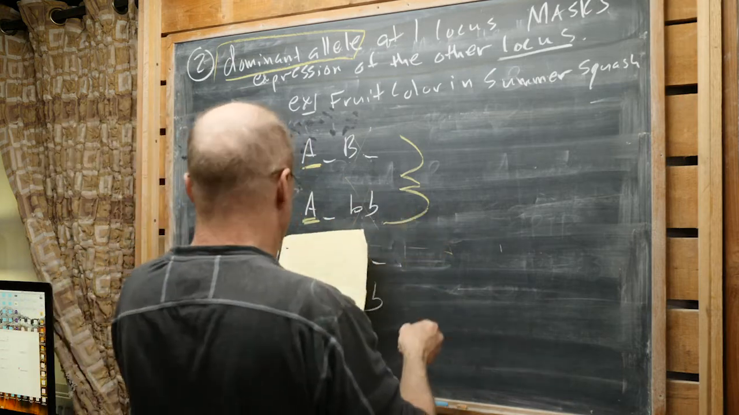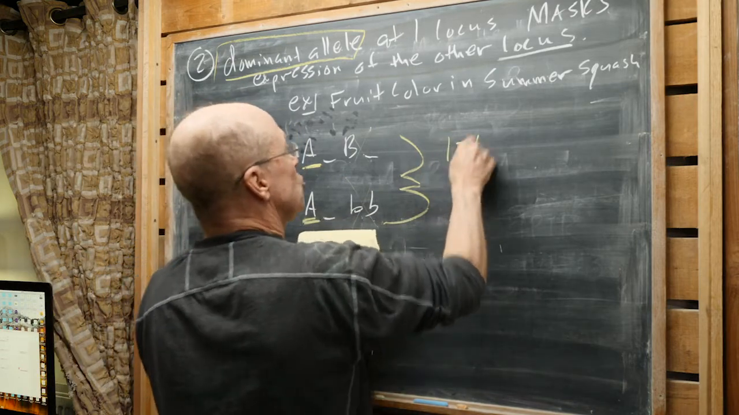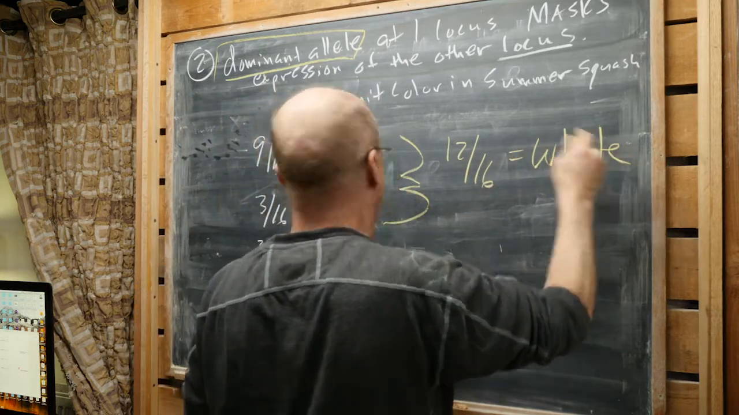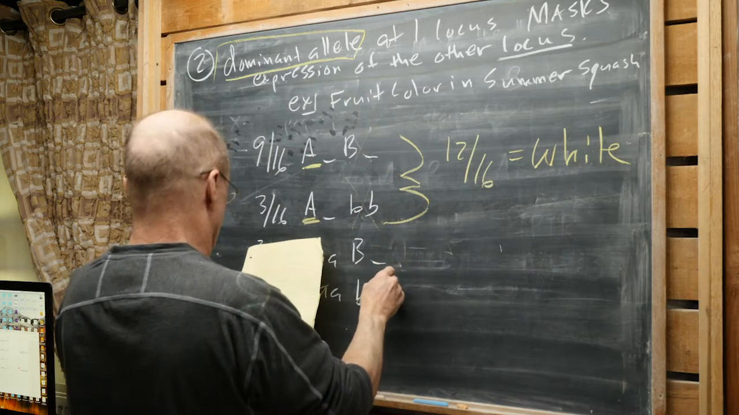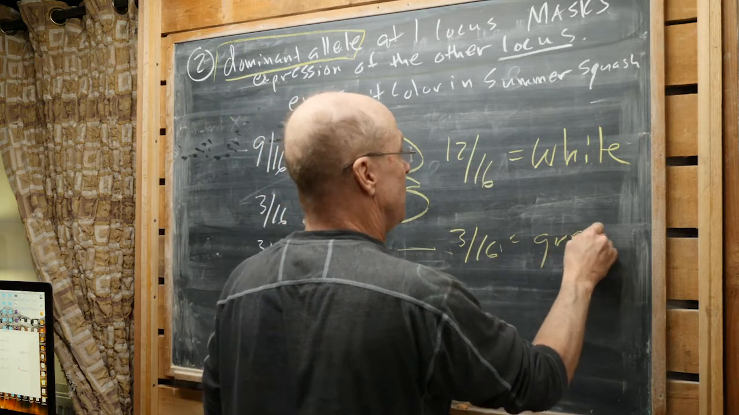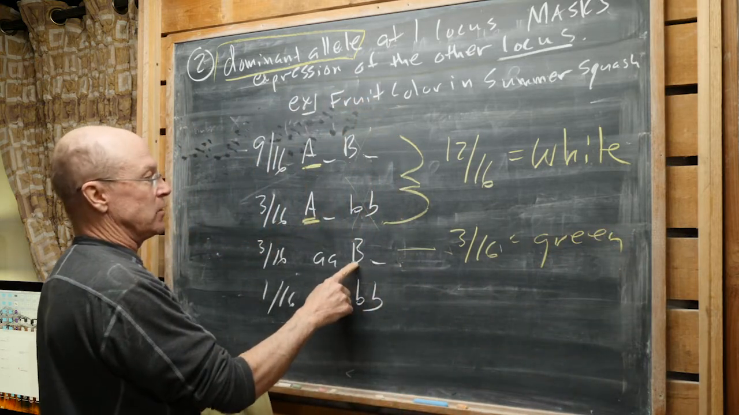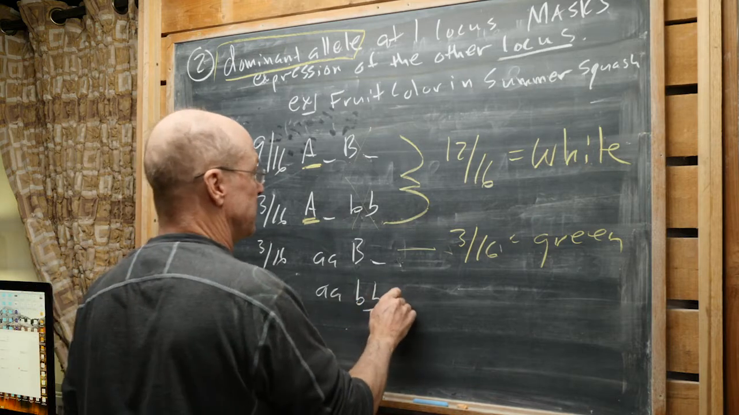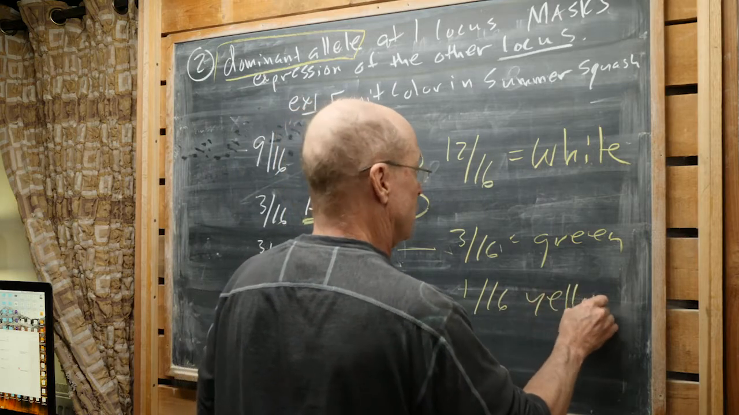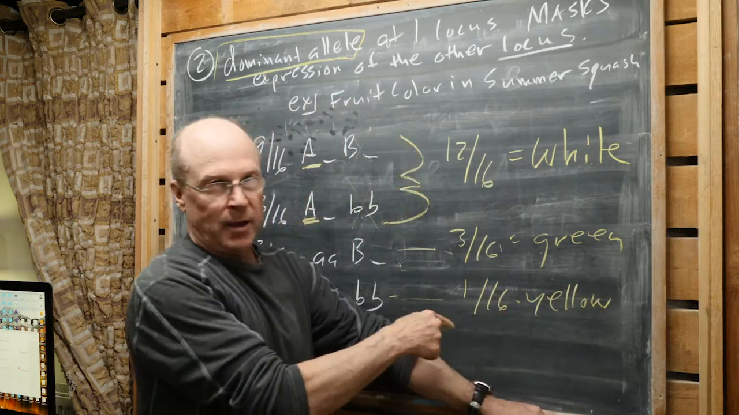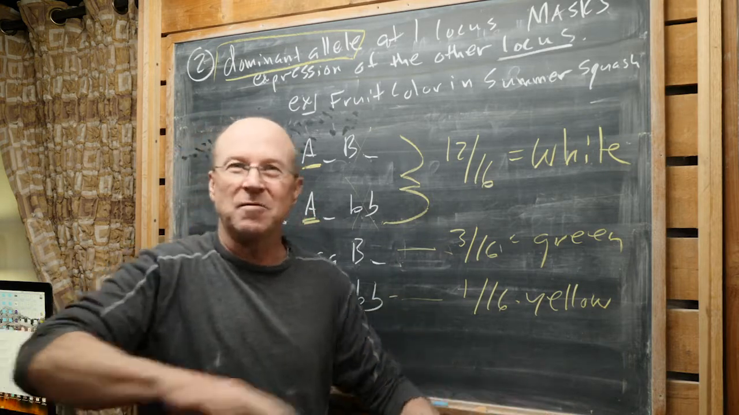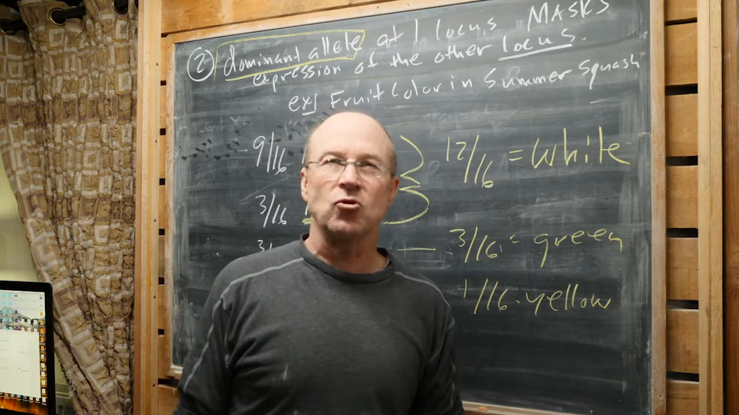These guys end up being the same. So we end up with 12/16 being white for the squash. And then over here, we end up with 3/16 being green phenotype. And then the homozygous recessive is 1/16 of a yellow squash. Of course, you can figure out how they could make these in the grocery store, right? Homozygous recessive, breed them on down the line. Go get yourself a yellow summer squash.